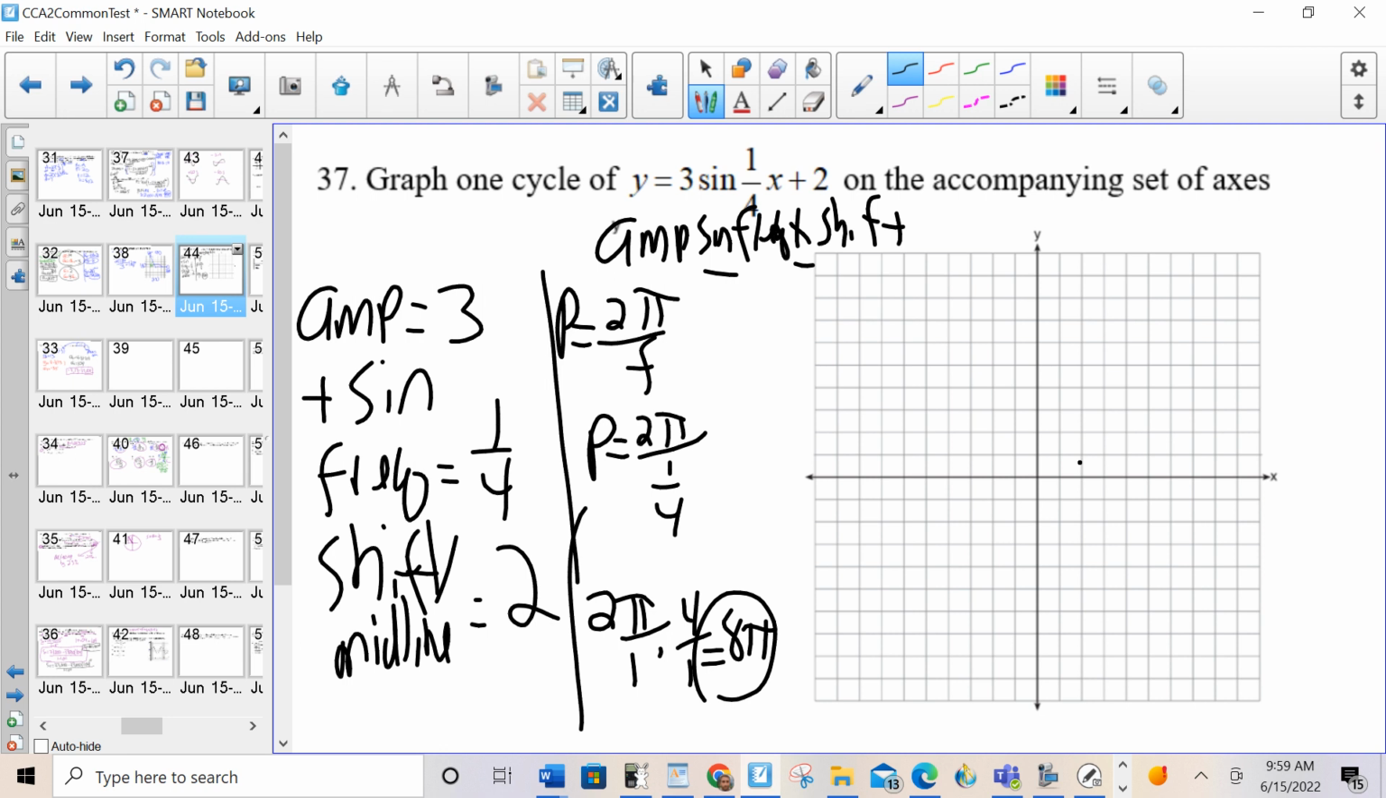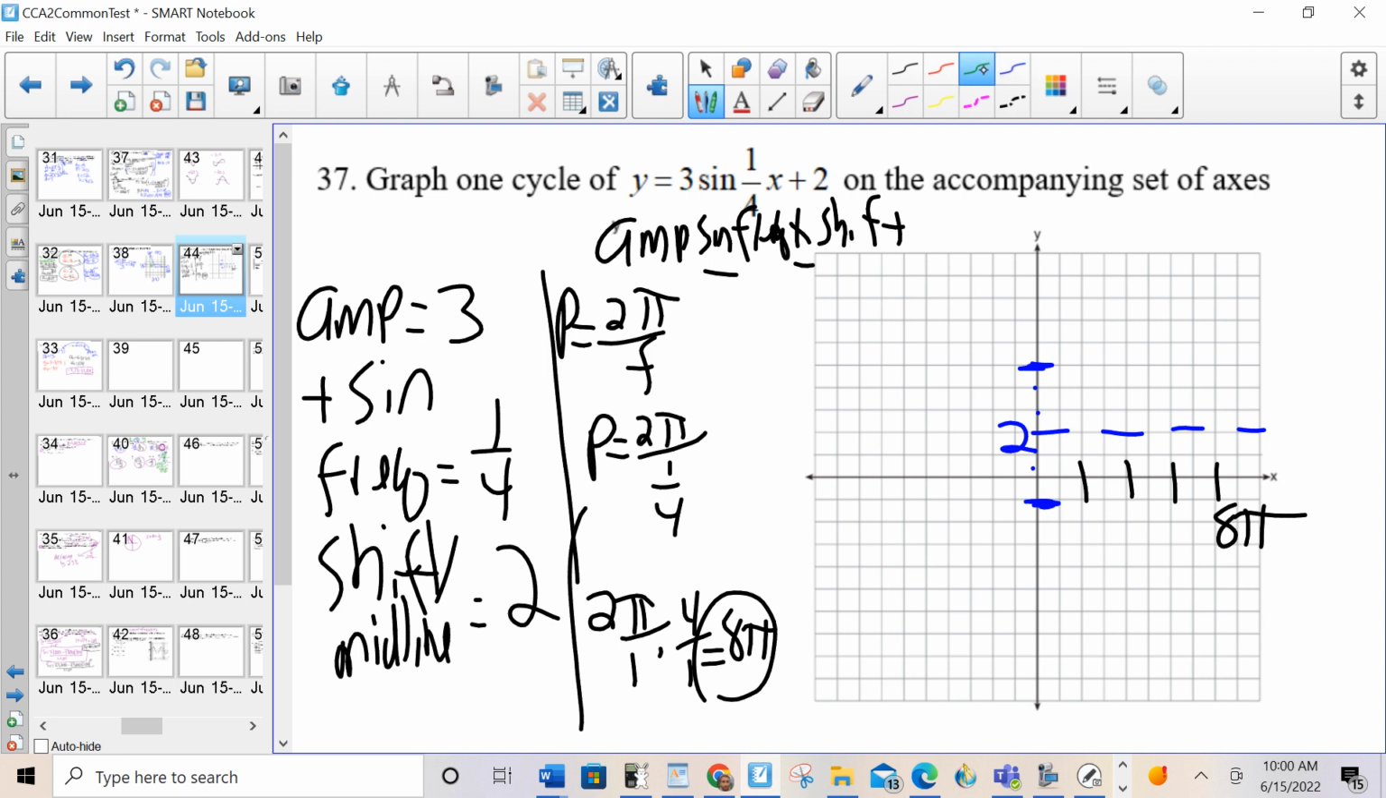So, 4 dashes. 1, 2, from your y-axis, 4 dashes. The period goes to the end of the 4th dash. The midline is 2. The amplitude is how high and low I'm going from the midline. So from the midline, I'm counting up 1, 2, 3, and down 1, 2, 3.